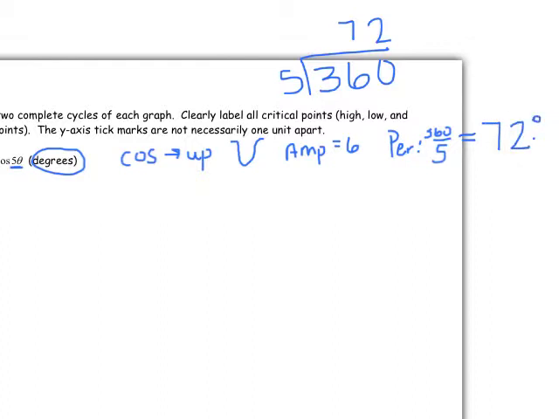Now we're going to have to get all of these critical points. So let's take 72 and divide it by 4 to get all those critical points. That's 18. So critical points is every 18 degrees.